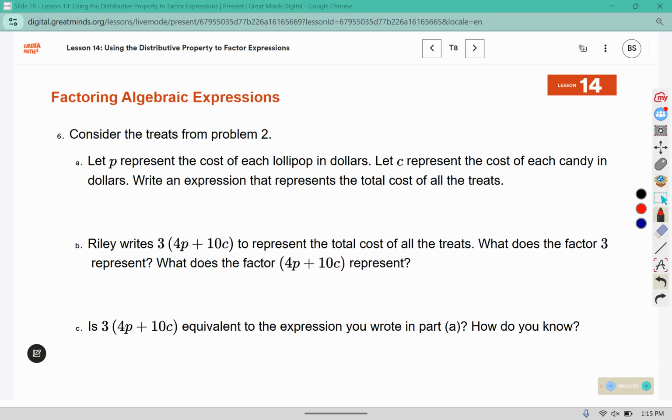We had 12 lollipops, and each one costs P dollars. So 12 times the price of each lollipop would give us the total price for the lollipops. We had 30 candies, so 30 times the price for the candies would give us the total price of the candies. And if we want the total cost for all the treats, we need to combine the cost from the lollipops with the cost from the candies.